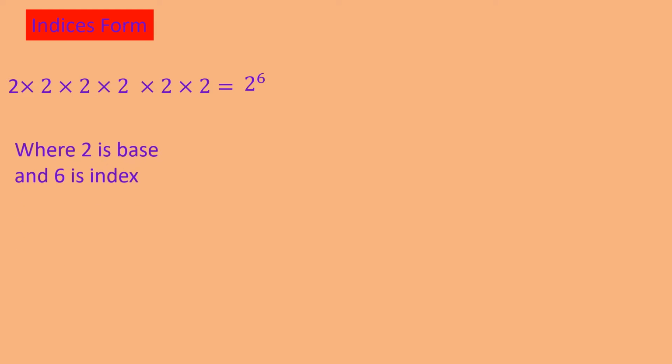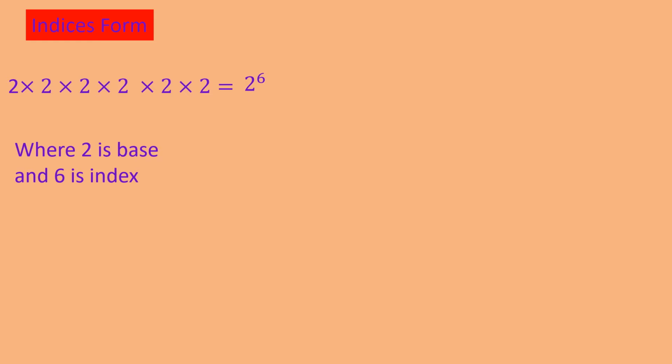Indices form, let us do the basic part of it. So 2 into 2 into 2 into 2 into 2 into 2. That means the product of 6 2's can be written in the indices form as 2 raised to 6. This is one way of presenting 2 six times in 2 raised to 6 form, where 2 is the base and 6 is the index.